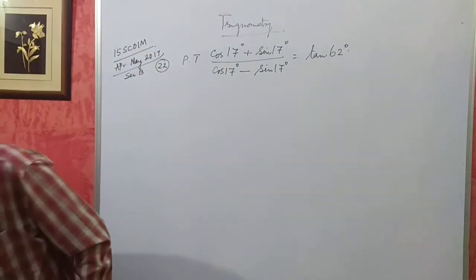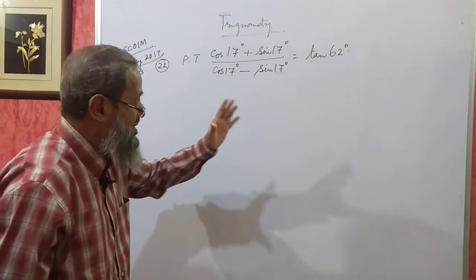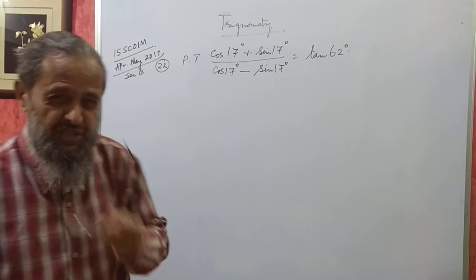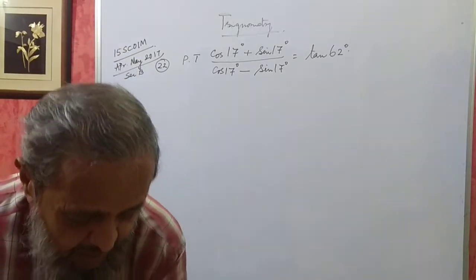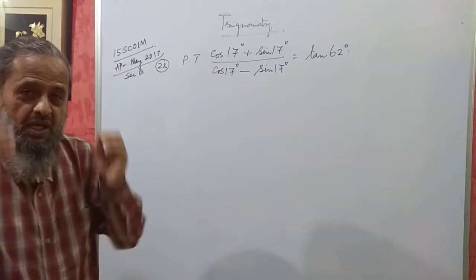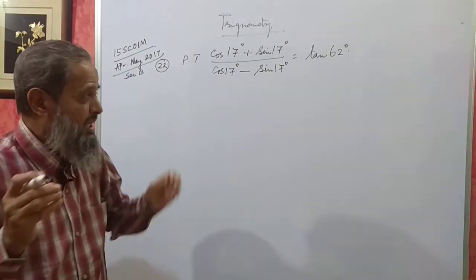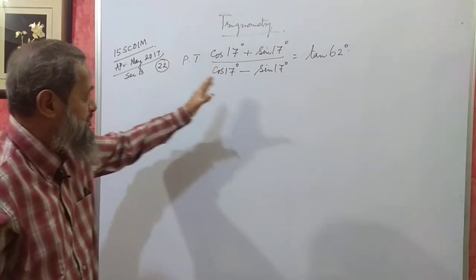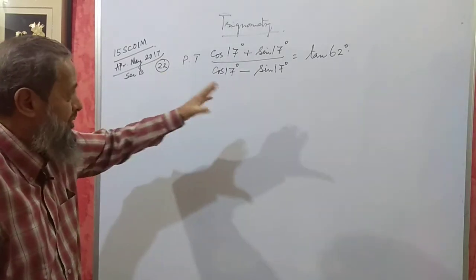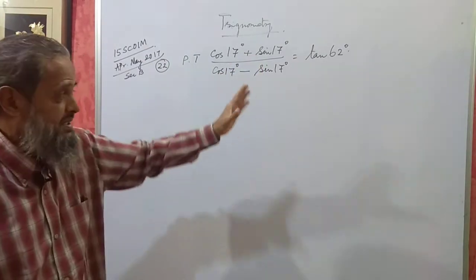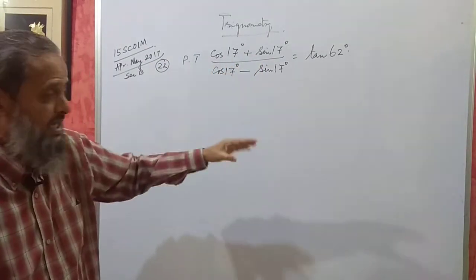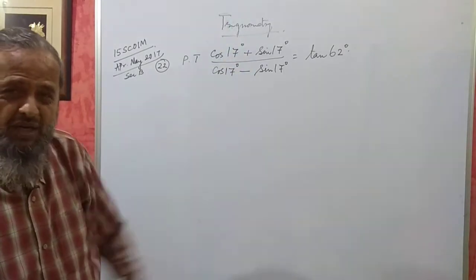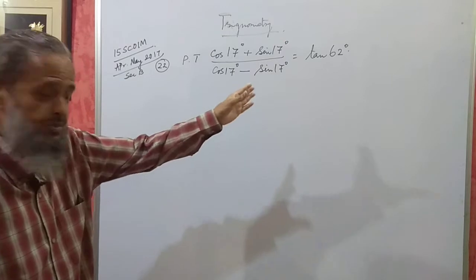See, in mathematics, one problem can be solved in many ways. We can solve it in different ways, provided you give some work to your brain. Now, this is a problem for 5 marks, and we have not done it. We have not covered it in the earlier discussion. So somebody has phoned me and pointed out, sir, you have not done this. So now I am doing it.